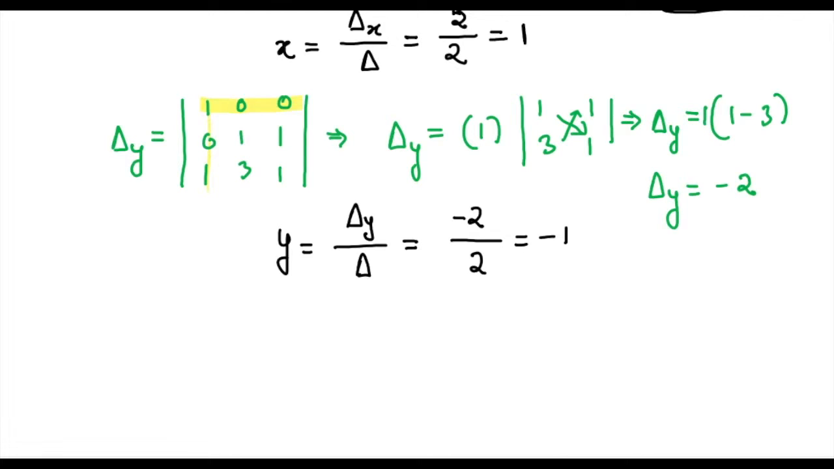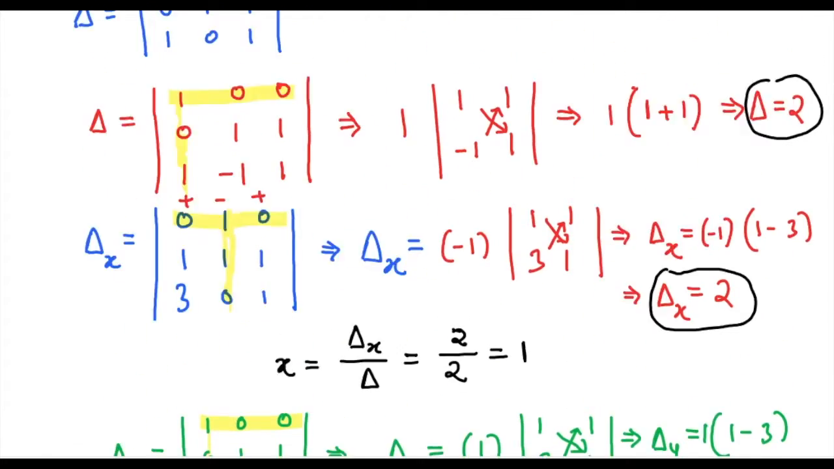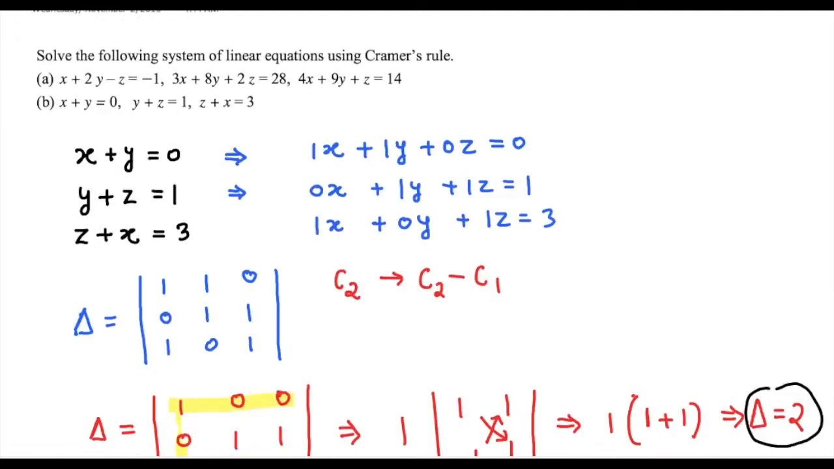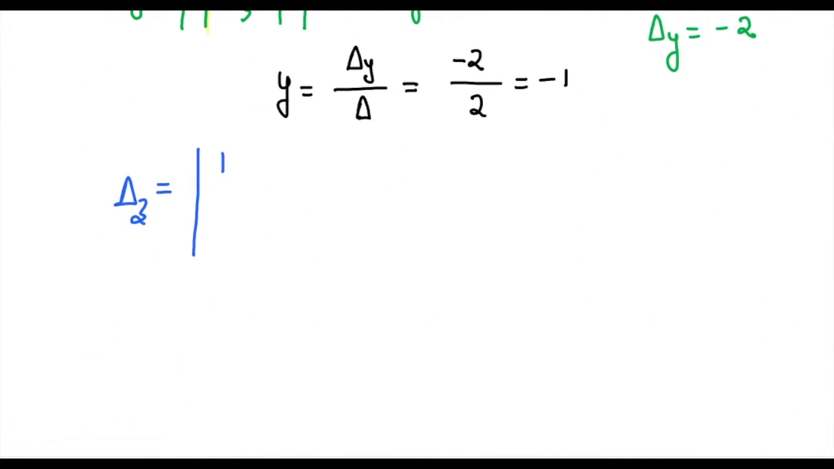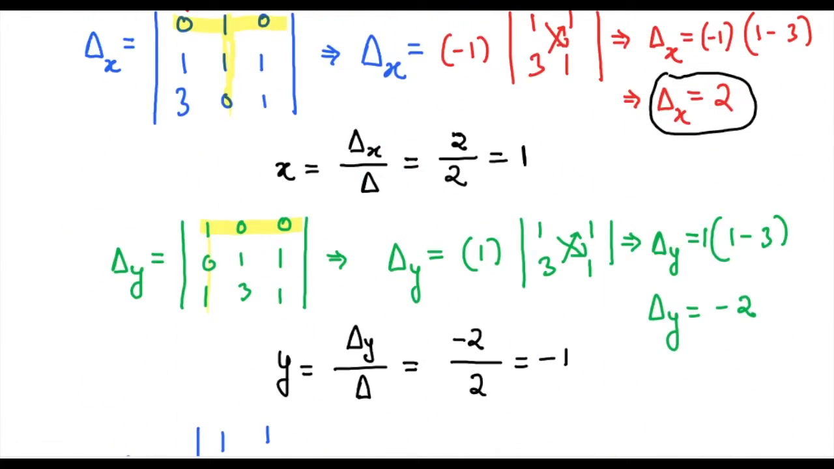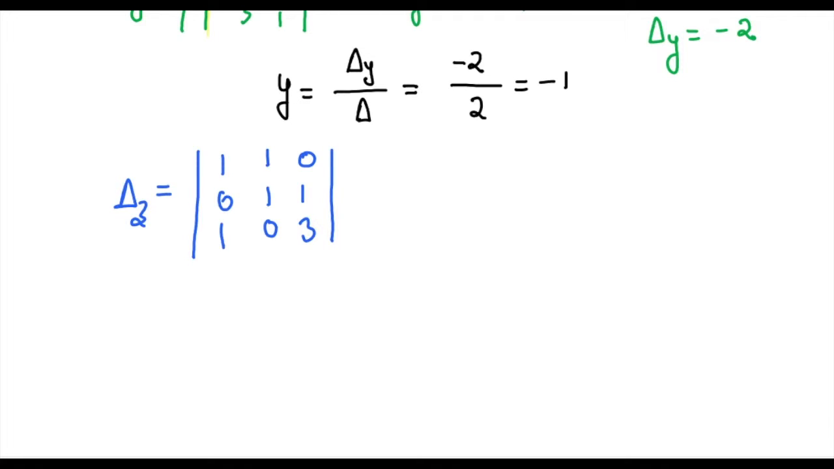And the third thing, find the value of del z. For del z, leave x and y as they are, and in place of z we will put 0, 1, 3. So x is 101 and y is 110. In place of z we will put 0, 1 and 3. Got it?